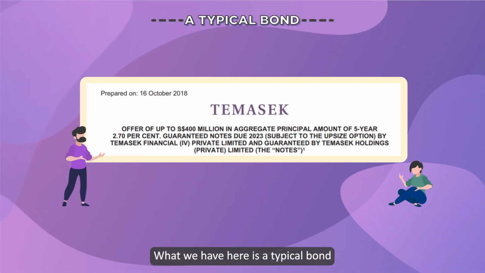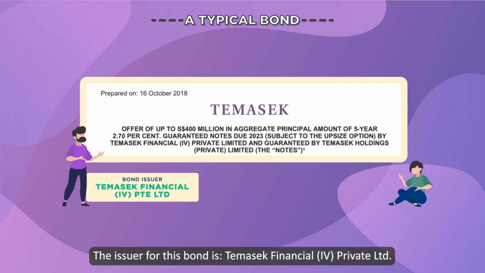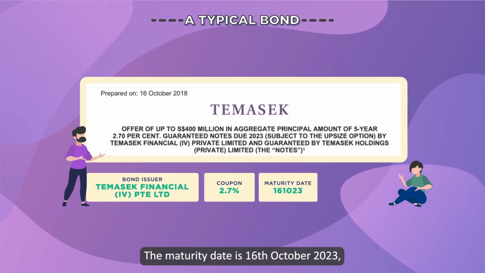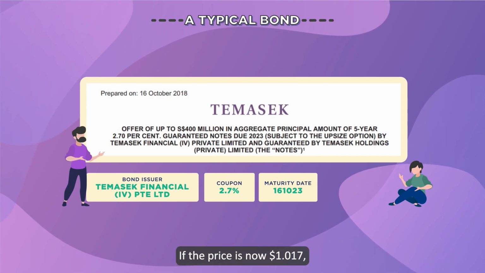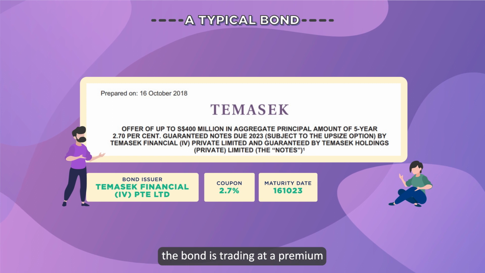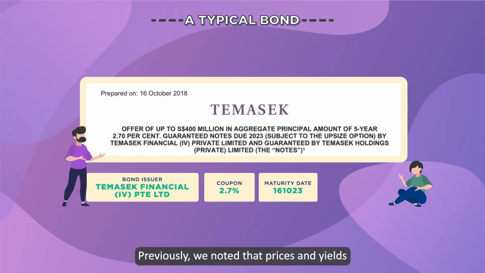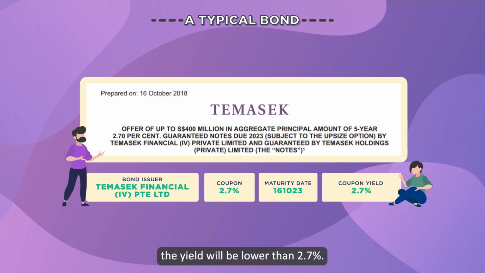What we have here is a typical bond, and here are its features. The issuer for this bond is Temasek Financial IV Private Limited, and the coupon is 2.7%. The maturity date is 16th October 2023, 5 years from issue on 16th October 2018. If the price is now $1.017, the bond is trading at a premium to the face value of $1. Previously, we noted that prices and yields move in opposite directions. So in this case, since the price has risen, the yield will be lower than 2.7%.